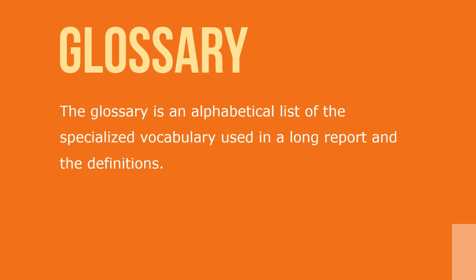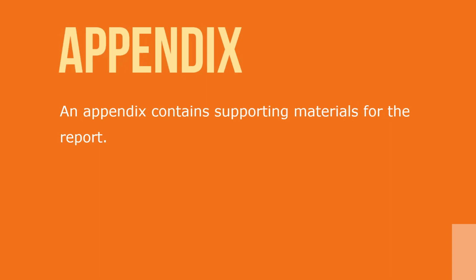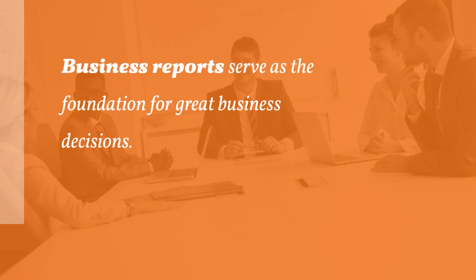The glossary is an alphabetical list of specialized vocabulary used in a lawn report and definitions. A glossary might be unnecessary if your report does not have highly technical vocabulary. Any sources cited will usually be listed in this section. An appendix contains supporting materials for the report. Business reports serve as the foundation for great business decisions.